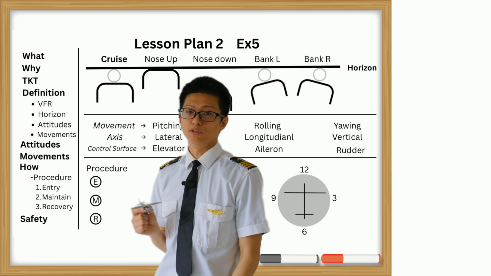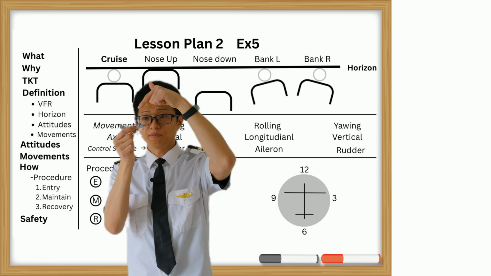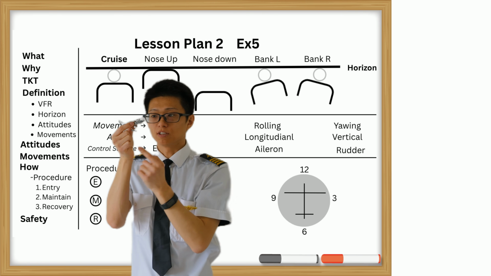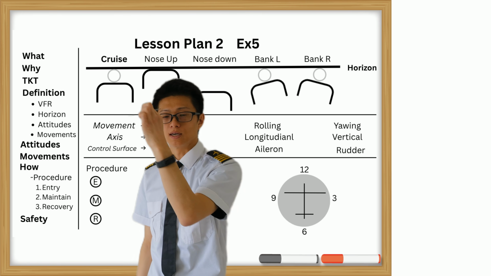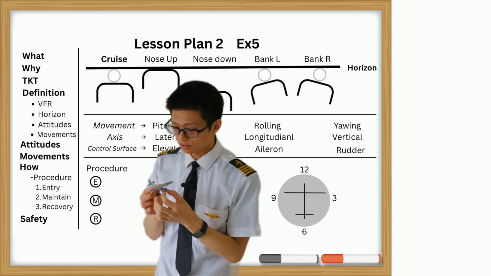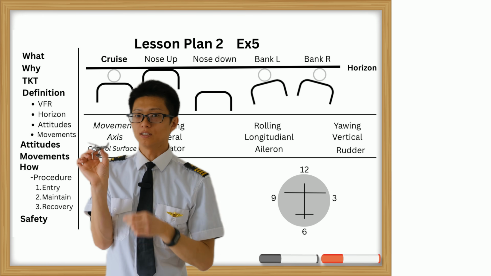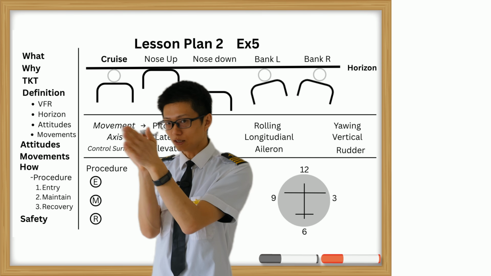All right, the last movement is the yawing movement, right? That is from the top of the aircraft to the bottom of the aircraft. So it's kind of skewered, okay? This movement is called yawing. How do you control it? Rudder. That's right, the pedals, right? So when you apply the left rudder, the nose goes to the left.